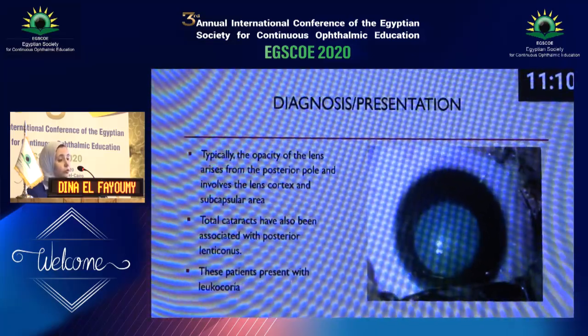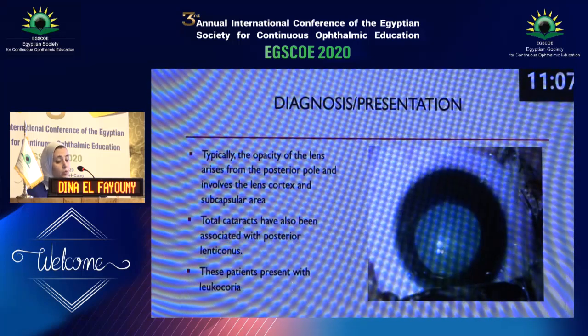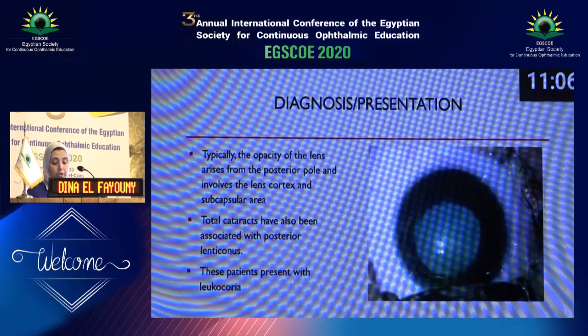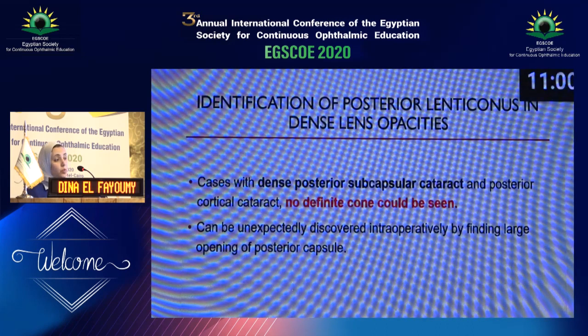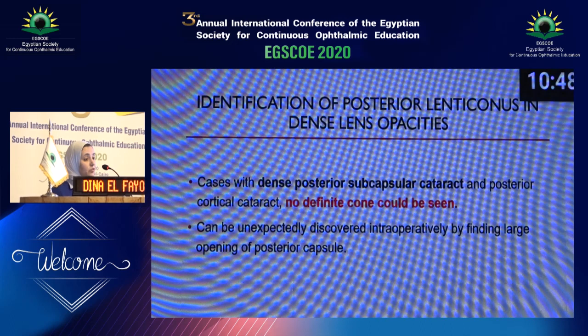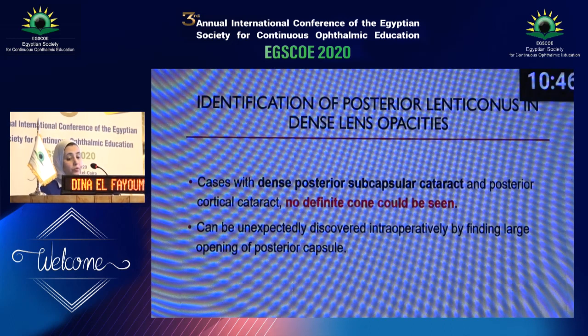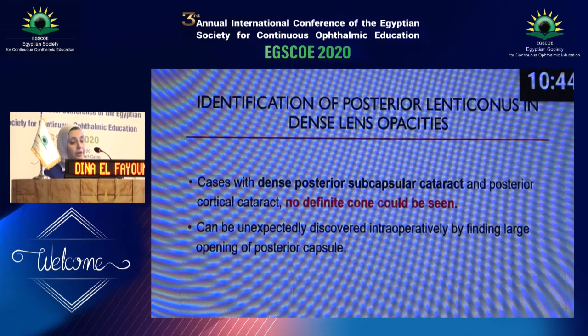Total cataracts have also been associated with posterior lenticonus, and these patients will present with leukocoria. So, when the patient presents with a dense cataract, identification of posterior lenticonus becomes difficult because there is no definite cone that could be seen by examination, and so we can unexpectedly discover this intraoperatively by finding a large posterior capsular opening.